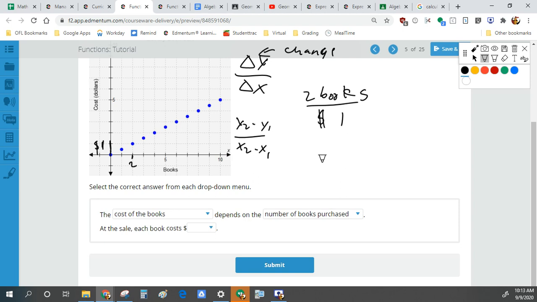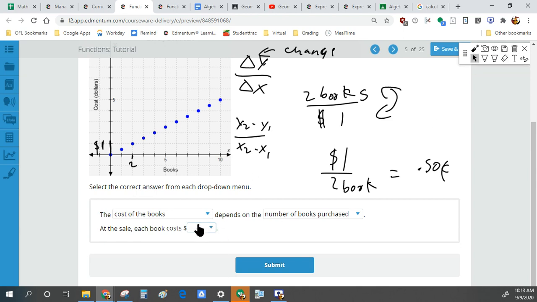Or since you want to do it in dollars, you flip this over, which is $1 per two books. And this reduces to 50 cents. If you take $1 and cut it in half, it's 50 cents. So that's 50 cents for every book.